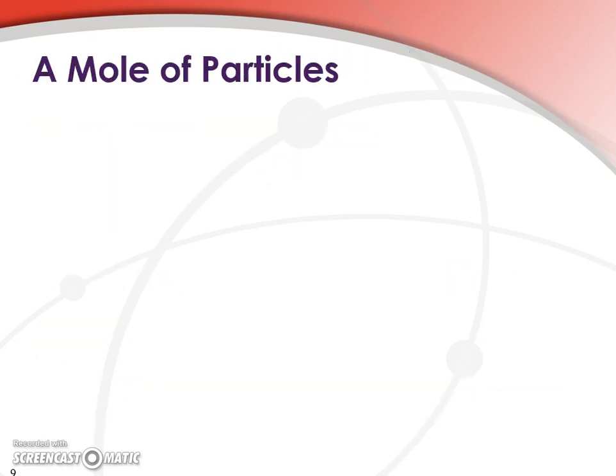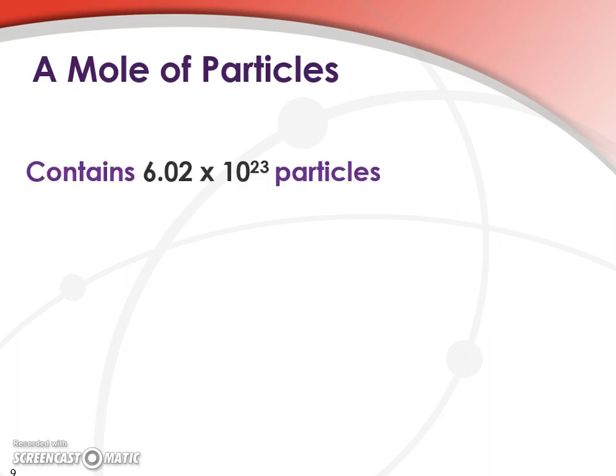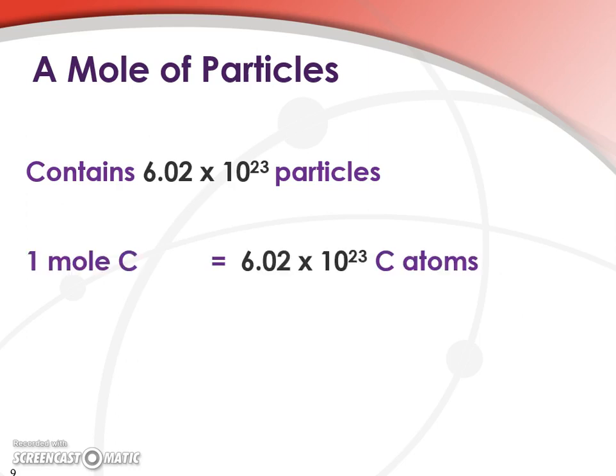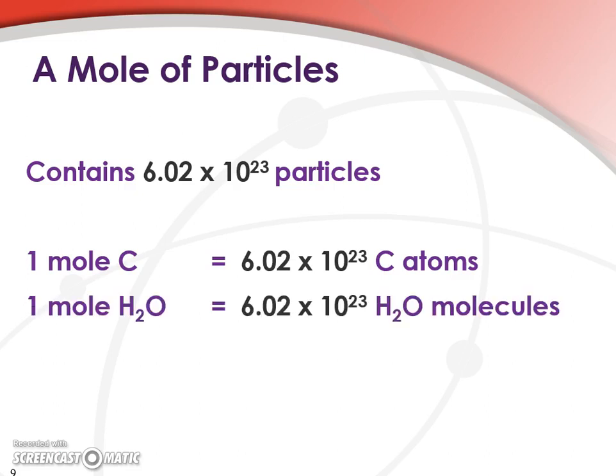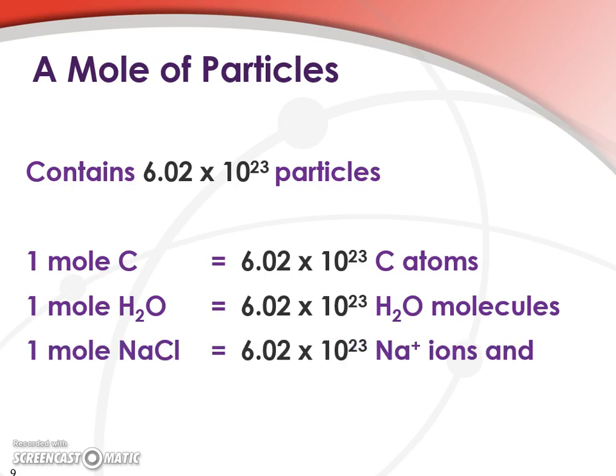Okay, let's talk about moles of particles for a second. Review what we talked about yesterday. A mole of particles is 6.02 times 10 to the 23 particles. A mole of carbon atoms, 6.02 times 10 to the 23 carbon atoms. A mole of water molecules, 6.02 times 10 to the 23 water molecules. And a mole of sodium chloride, well, that's 6.02 times 10 to the 23 sodium ions, and 6.02 times 10 to the 23 chloride ions. Pretty straightforward.